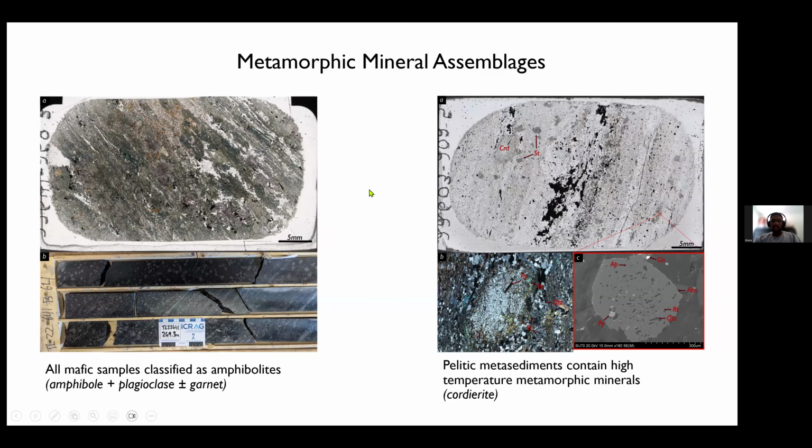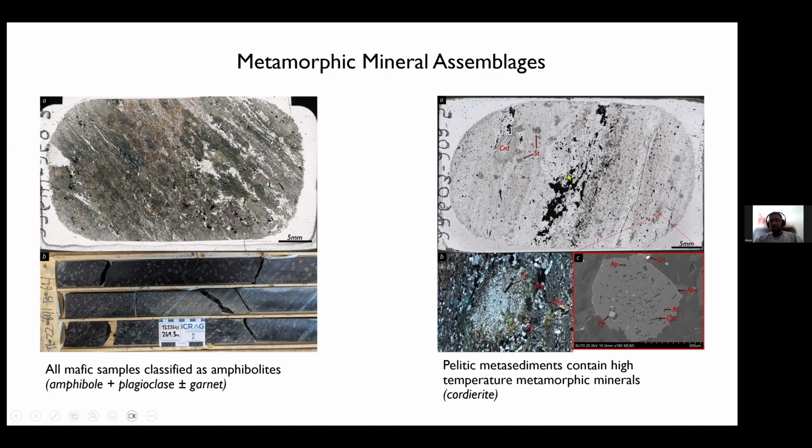So now looking at a couple of thin sections here. On the left here, we have a thin section scan of one of the amphibolite samples. And as you can see, it's dominated by amphiboles with some garnets and plagioclase. So we characterize this as an amphibolite. And so that tells us that we're probably somewhere in the amphibolite facies. On the right here, we have our more pelitic metasediments.